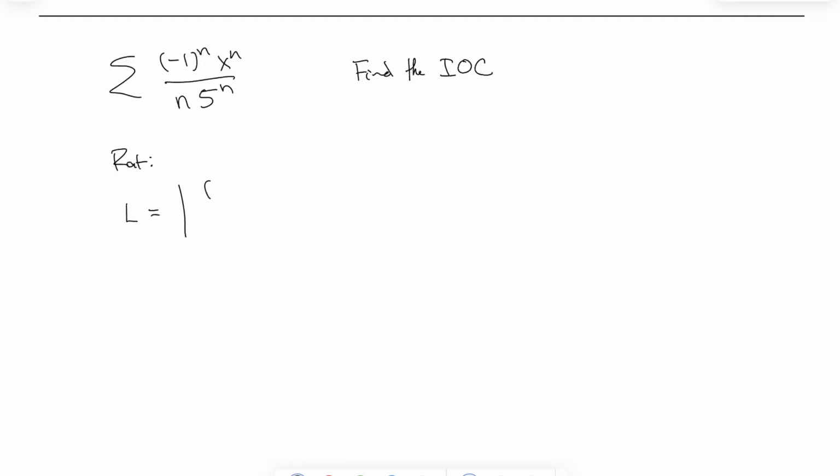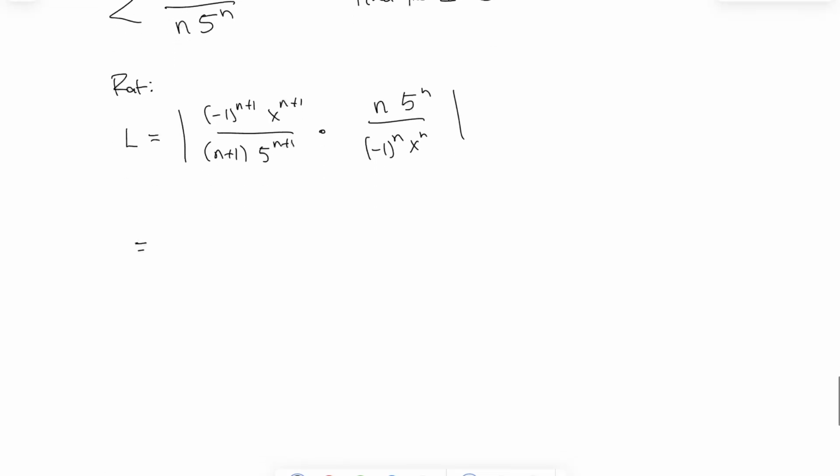So I begin with the n plus 1 power, x to the n plus 1 over n plus 1, 5 to the n plus 1, and then I multiply by the reciprocal of the original term, n, 5 to the n, over negative 1 to the n, x to the n on the bottom, like that. And now I'm going to simplify. Let's put, sorry, I forgot to write lim.